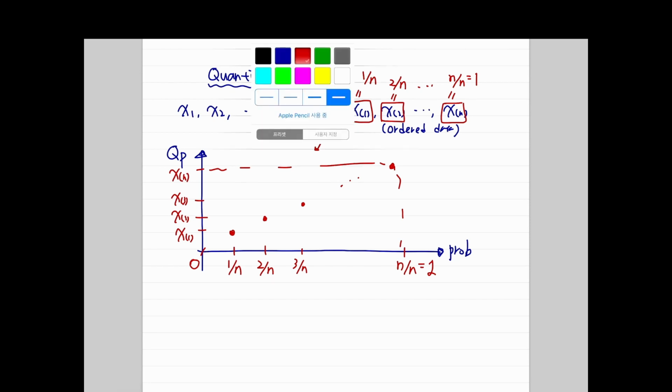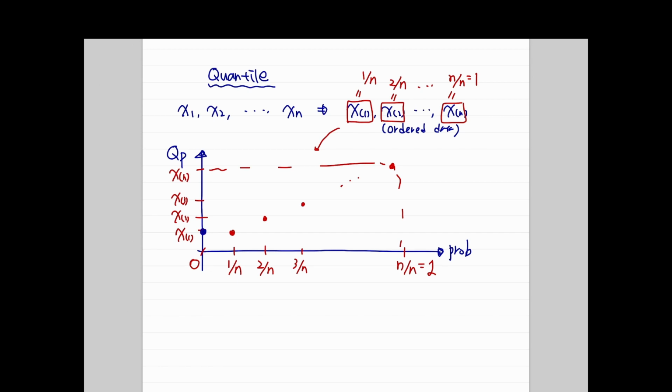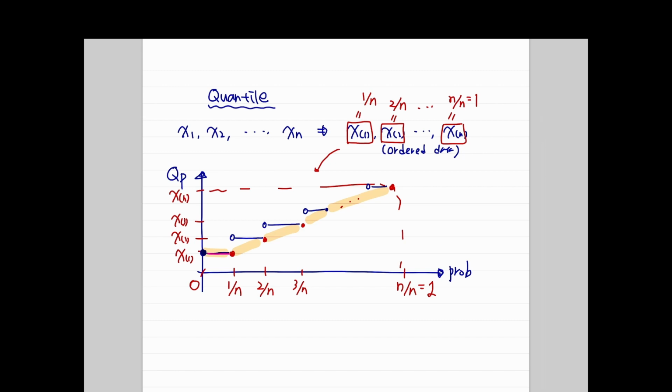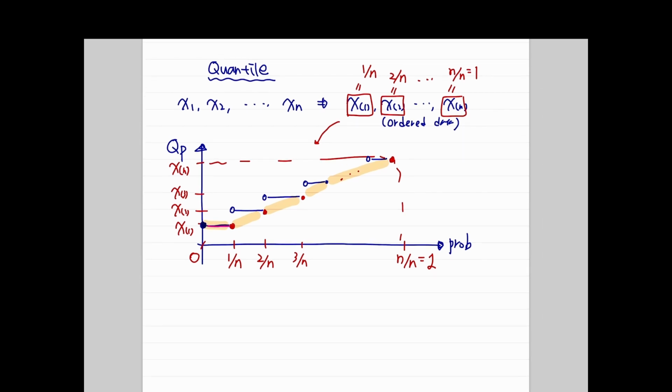So in type 1, the quantile function is like this. This is a discontinuous type, and in type 4 the quantile function can use the interpolation method, linear interpolation method, and type 7, this is the default option in the quantile function, is we move this point like this point, and we connect linearly. Okay.